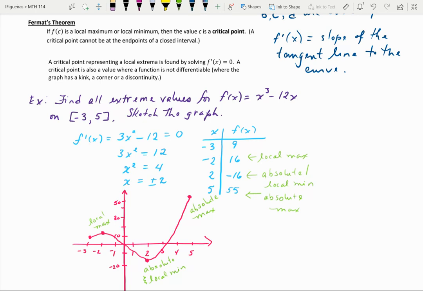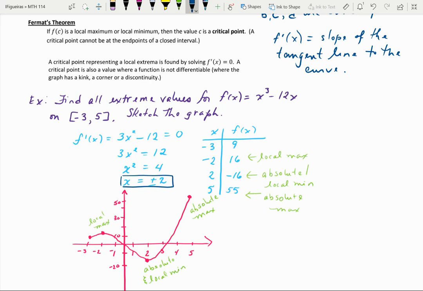So I have 3x squared equals 12. Divide by 3, you get x squared equals 4. Take the square root of both sides. I get two possibilities. X is equal to plus or minus 2. Plus or minus 2 falls within our interval from -3 to 5, so that's important to consider as well. If your solutions fall outside of the interval, you would ignore those numbers.